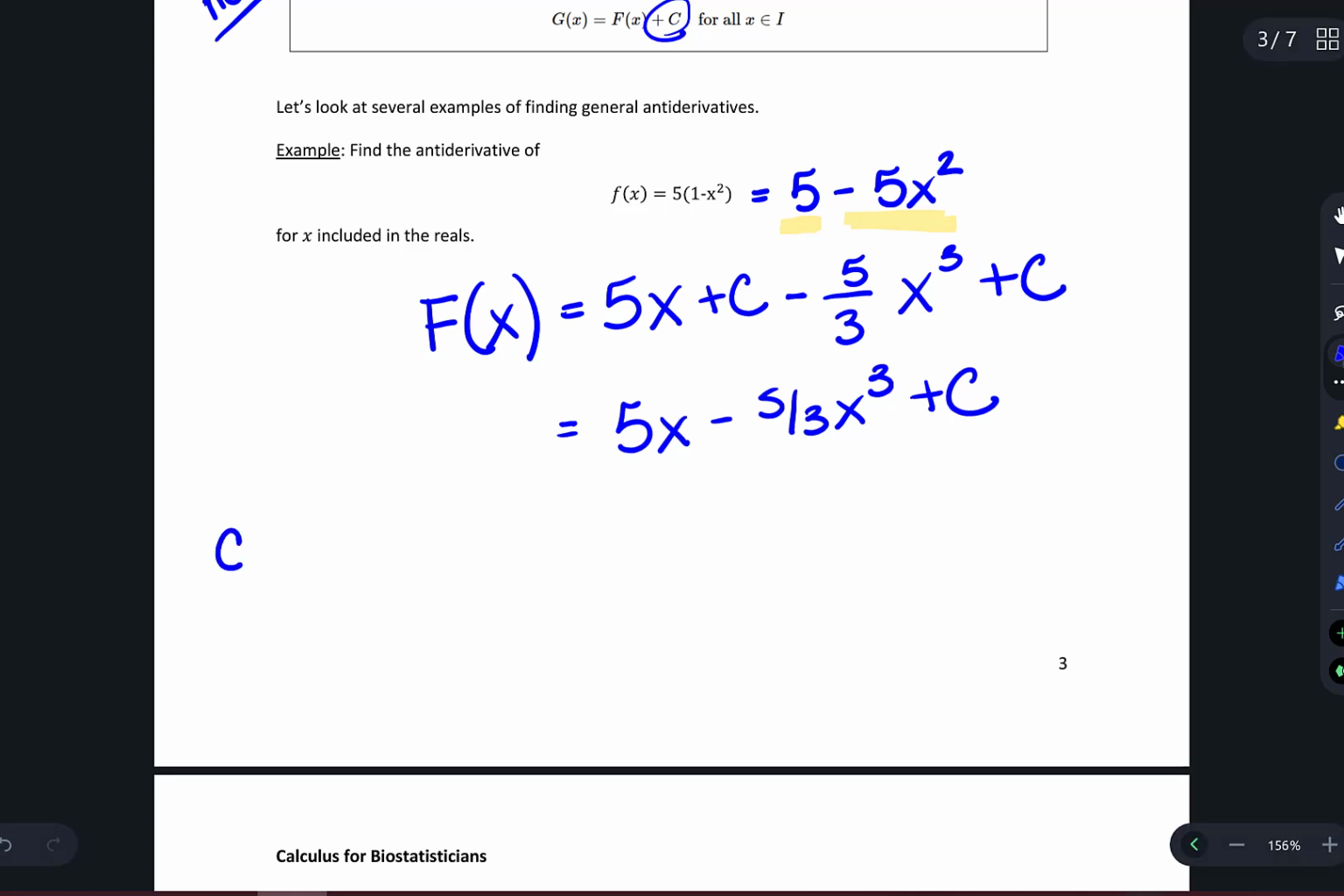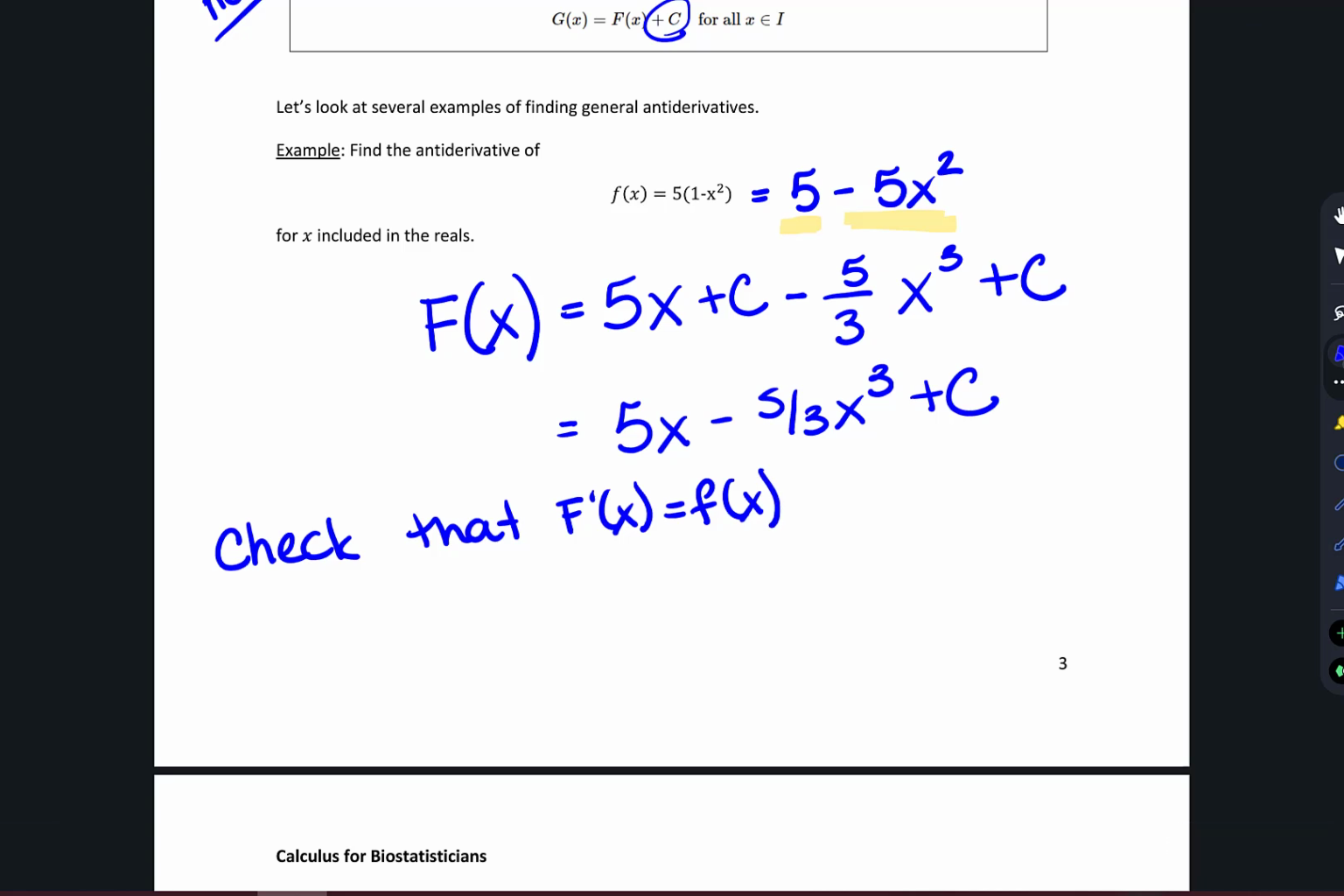Now let's check our work. We're going to check that the derivative of capital F is really equal to lower f, and we need to do that again because that's the definition of an antiderivative.